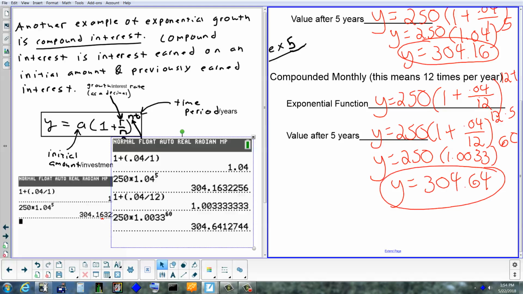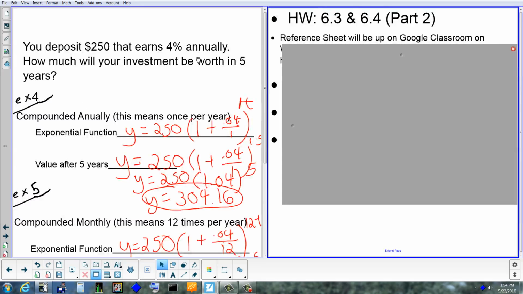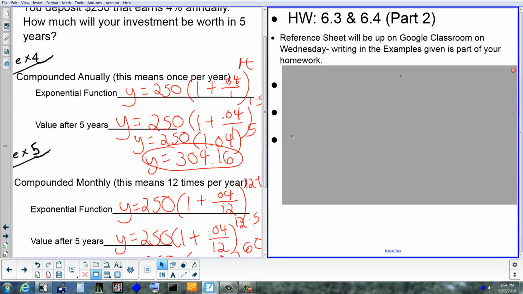And guys, we'll have space on your reference sheet to write those formulas. Couple things to keep in mind while you're packing up. Please listen. Wait, what was the answer? $304.64.